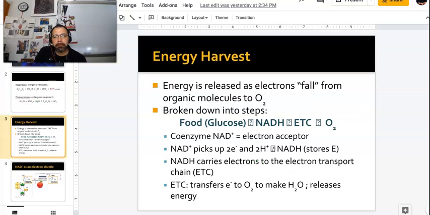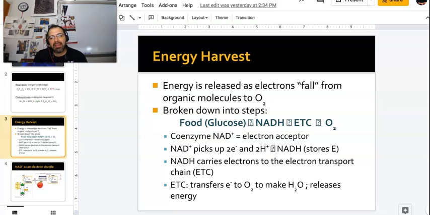So when we talk about respiration, we talk about energy harvesting, and energy is released as those electrons fall from those organic molecules to oxygen. Oxygen is the final electron acceptor, which is kind of important here. When we talk about energy harvesting, it's broken down into steps. So food, eventually glucose, will be converted into NADH, which will pass to the electron transport chain, which will then ultimately be picked up by oxygen, and we'll talk more about that.